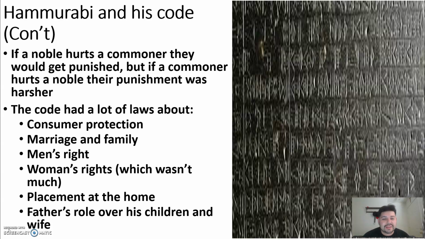Now the code, which is right there to your right, says a lot about different things. Some of the things were consumer protection. They wanted to make sure that the buyer felt good knowing they're not going to get cheated by the person selling the stuff. Marriage and family, men's rights. This one's more important: women's rights. There wasn't much to what they said about women's rights, but it's interesting that they mentioned them. The first laws in the world mention it, and women's rights won't be really mentioned again for some time.